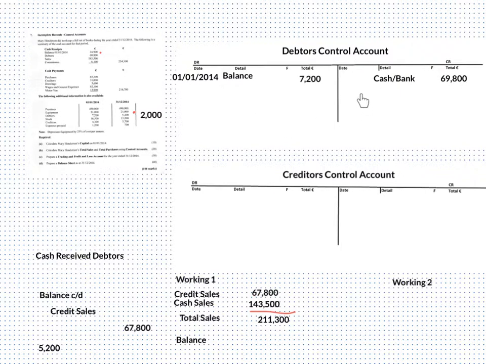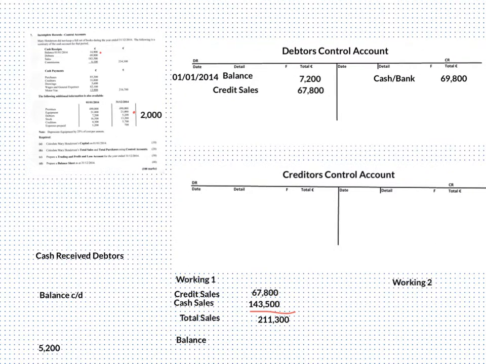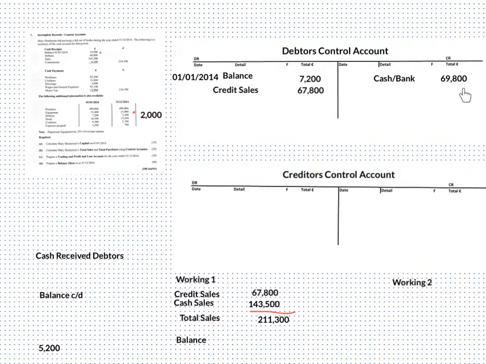Now, just bring us back up to our debtors control account. The figure that we need to bring into our debtors control account is our credit sales. So we need to see what our credit sales are, which we talked about earlier on, is 67,800, which equals our credit sales throughout the year. So all we need to do with this account now is to balance it off.